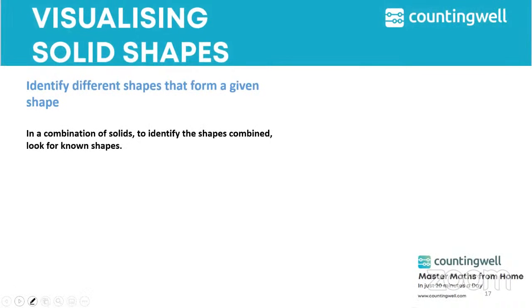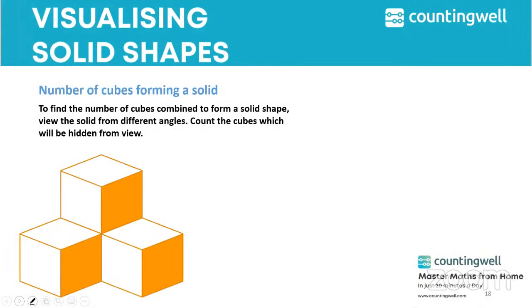Now, if you want to identify different shapes that form the given shape, you have to look for the known shapes. If you want to find the number of cubes forming a solid, you have to view the solid from different angles and then you have to count the cubes which will be hidden from the view. Okay, you can find the top view, you can find the side view, you can find the front view.